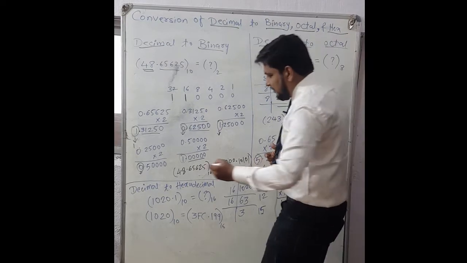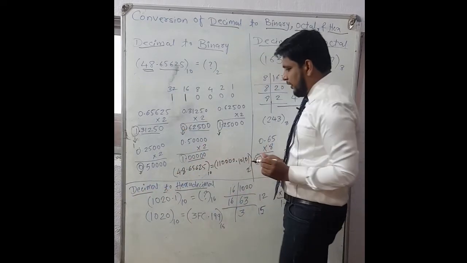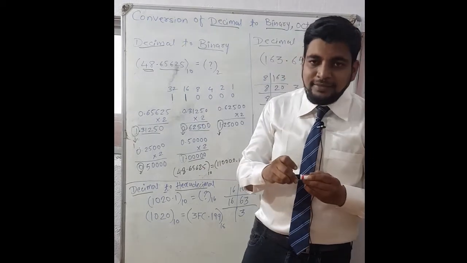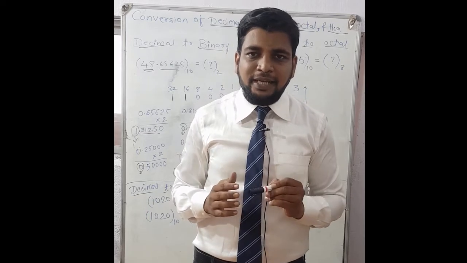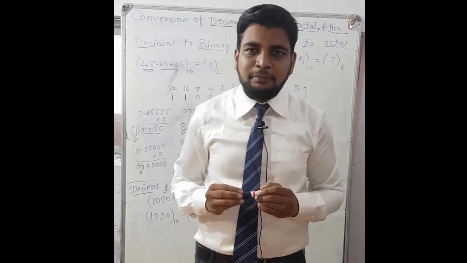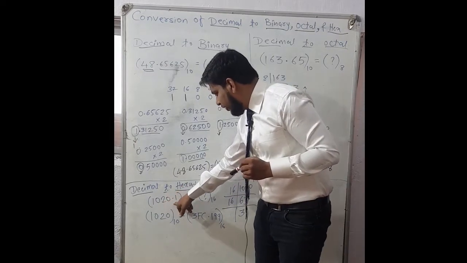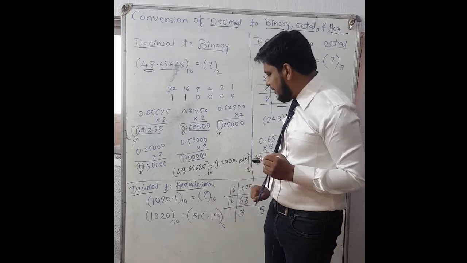And at last, the last method is decimal to hexadecimal conversion. How to convert a decimal number into a hexadecimal number? The hexadecimal number system, we know, is valid from 0 to 9, 10 is represented by A, likewise 15 is represented by F. So we are considering an example: 1020.1 is a decimal number, and we have to convert it into its hexadecimal form.